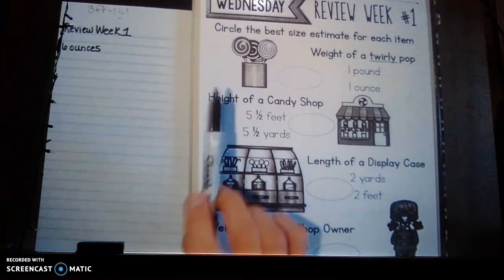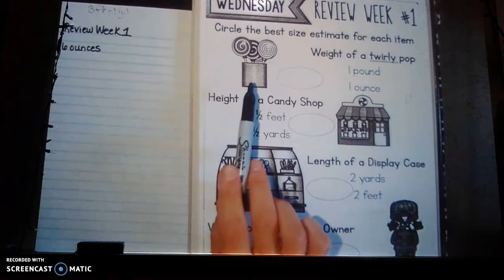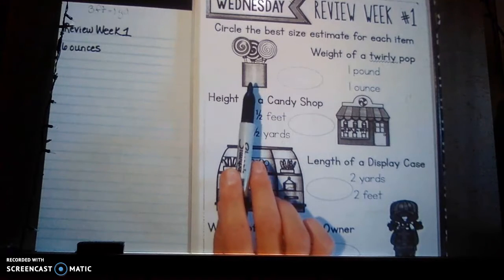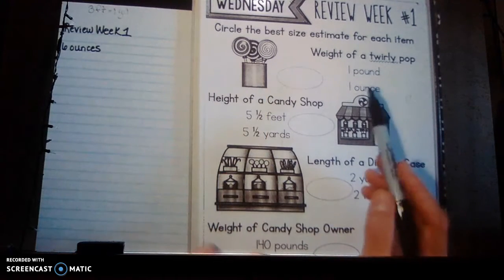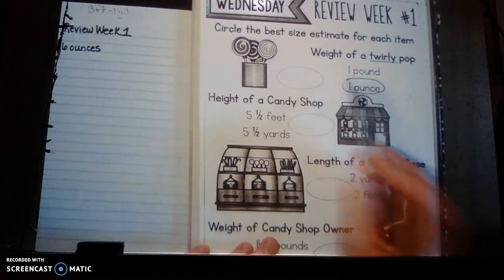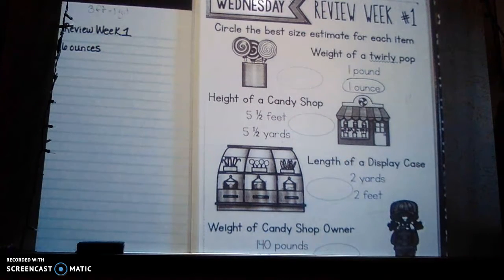I'm going to look here at my twirly pop picture. We're thinking about 1 twirly pop. Would that be a pound or an ounce? Well, twirly pops aren't very big. It looks kind of like a sucker. So I'm thinking it's going to be 1 ounce. So I'm going to circle 1 ounce as my answer there.